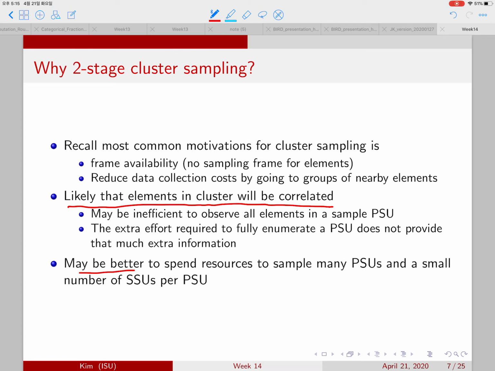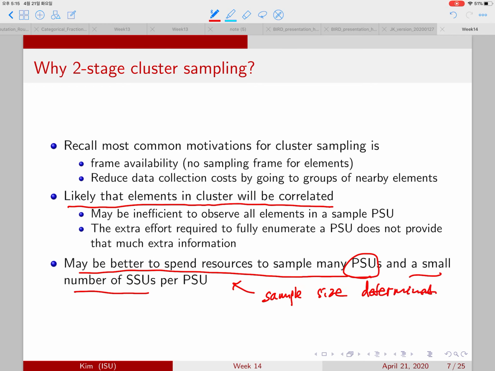It's better to spend the resources to sample more PSUs and a small number of SSUs per PSU. So this is a kind of sample size allocation problem, sample size determination: how to choose N and how to choose m_i. This will be covered in this class.